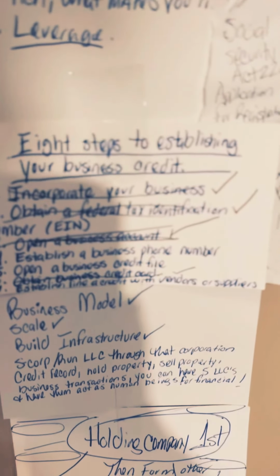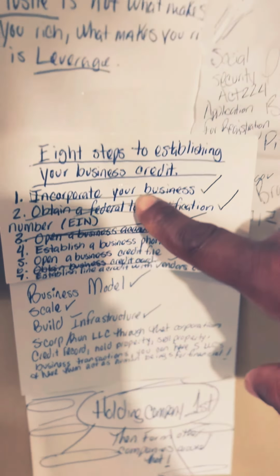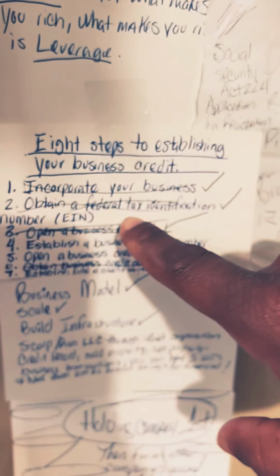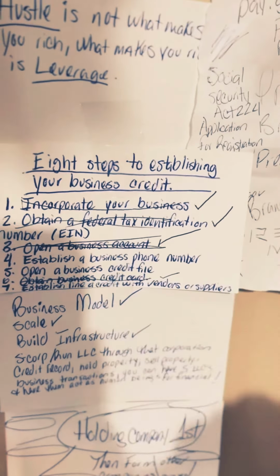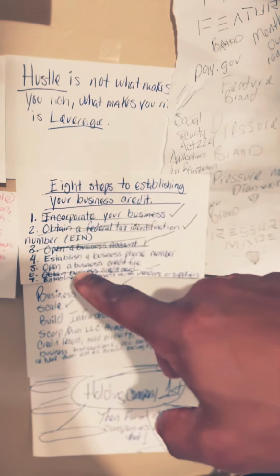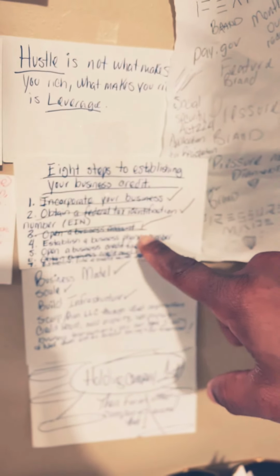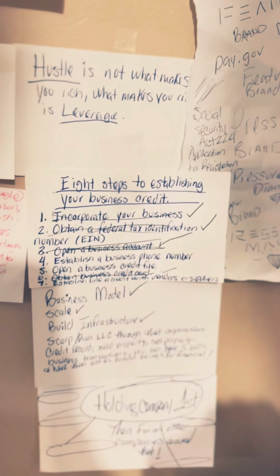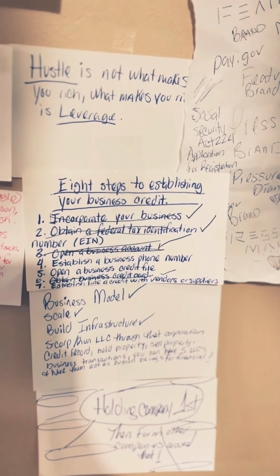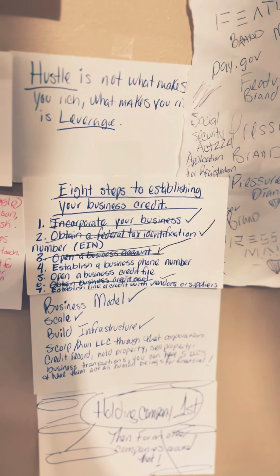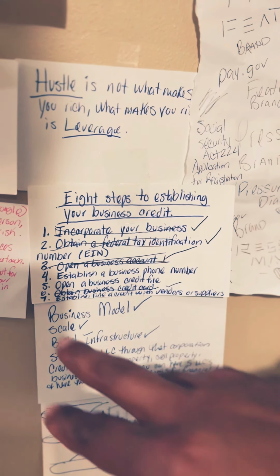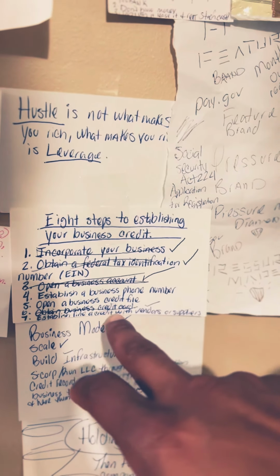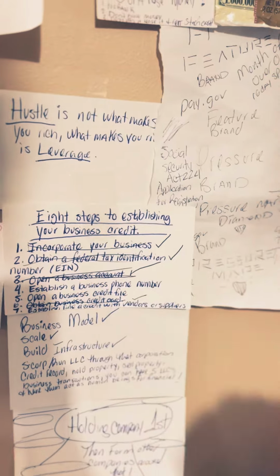All right, so number 1, what you want to do is incorporate your business. Number 2, obtain a federal identification number, which is an EIN. Number 3, you want to open a business bank account. Number 4, establish a business phone number. Number 5, you want to open a business credit file. Number 6, you want to obtain a business credit card. And number 7, you want to establish a line of credit with vendors or suppliers.